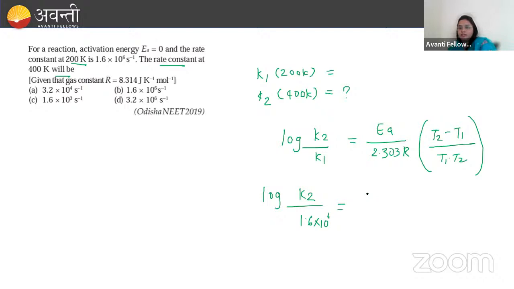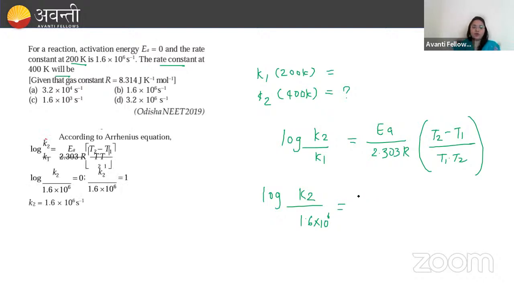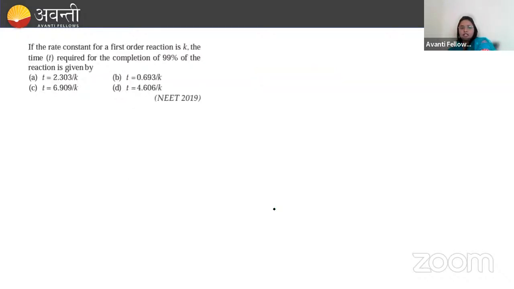Okay, solve this, put all the values. What you will get? You will get the answer K2 is equal to 1.6 into 10 raised to minus 6. Okay, 1.6 into 10 raised to minus 6. So that's it. Next problem.